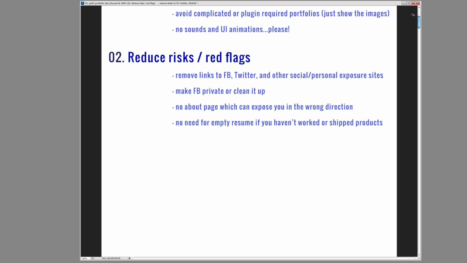Again, reduce your risk. When you're applying for work, you're putting a lot of risk on the line, and at every single step you want the client to reduce it by looking at your work and hopefully make the decision of hiring you.